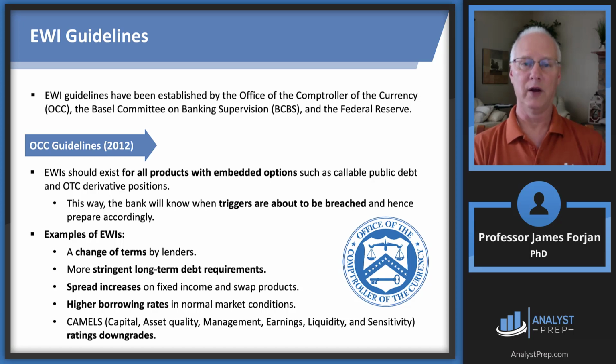Here we've got to anticipate those interest rate changes so that we know what the consequences are going to be, and then have a plan in place if interest rates move against us, at least in terms of those derivative products. All right, so here are some good examples. These are great items that could show up on an exam. Change in terms, stringent long-term debt requirements, spread increases, right, higher borrowing rates, and then what about these ratings downgrades? What about capital, asset quality, et cetera? I think we call those the CAMELS.